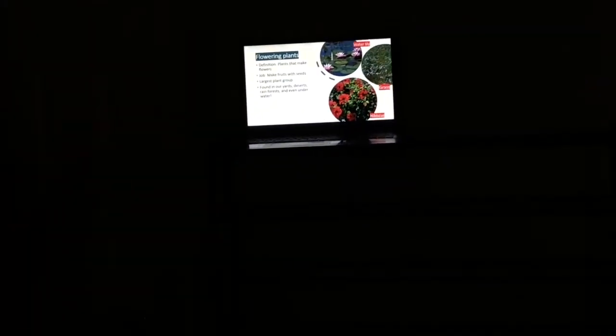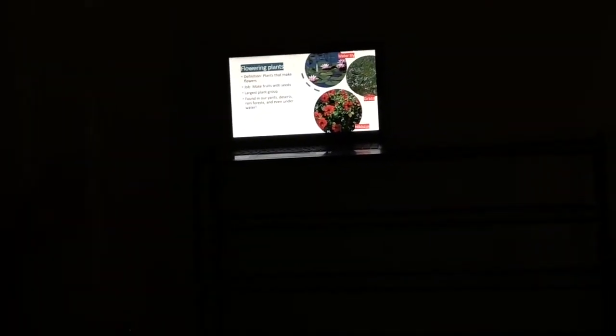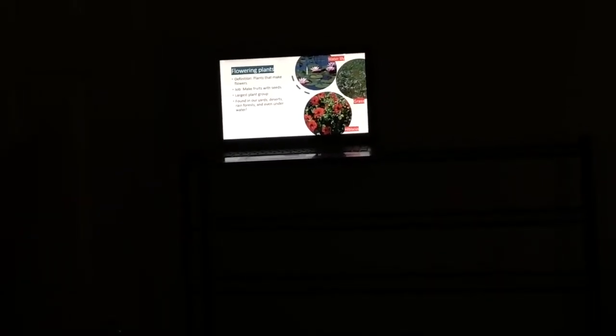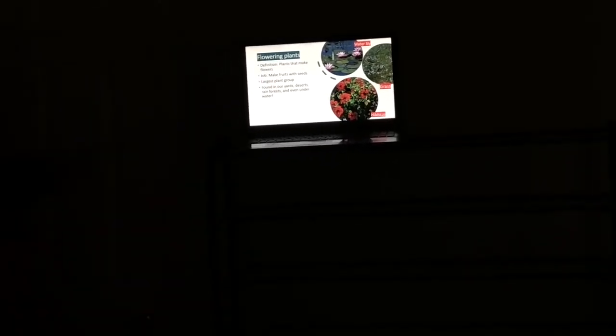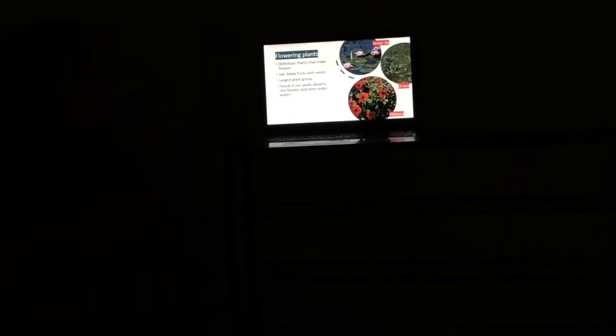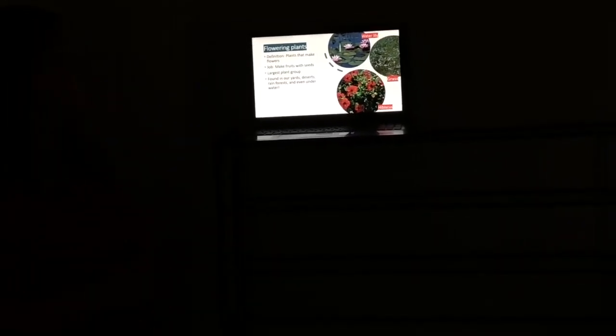Flowering plants. I want you guys to write this definition down. Flowering plants are plants that make flowers. It's in the name. Flowering plants. It says it right there. Plants that make flowers. Their job is to make fruits with seeds. Types of flowering plants can also be like an apple tree because it provides seeds and it creates fruits that have seeds inside.